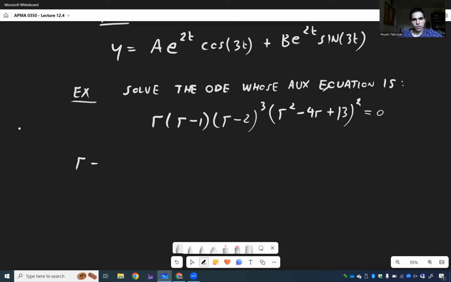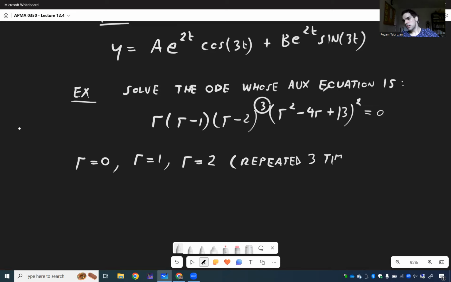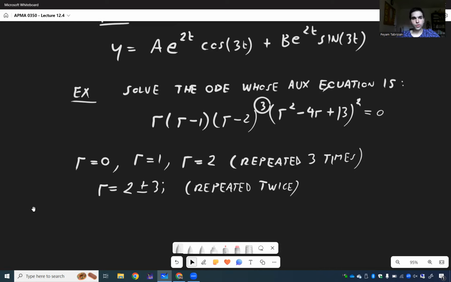So the roots are r = 0, r = 1, r = 2, but it's not repeated twice, but 3 times because of that cube, and r = 2 ± 3i, and here it's repeated twice. So in this case, what's the solution?